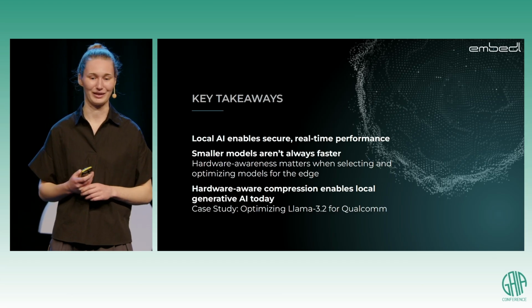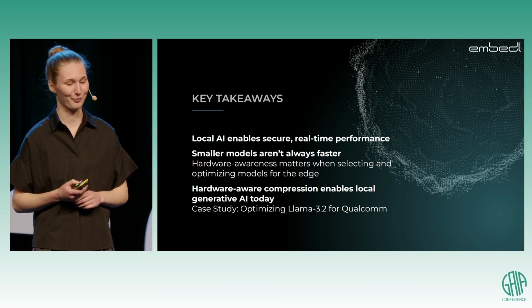So we are getting towards the end, and I hope every one of you got something out of this, but as a quick summary: we have seen how local AI can enable secure and real-time performance, and maybe you already have some ideas where to bring your AI from the cloud to the device. We've seen some of the challenges, that smaller models aren't always faster, and then we have seen a case study with the Llama 3.2 on Qualcomm.